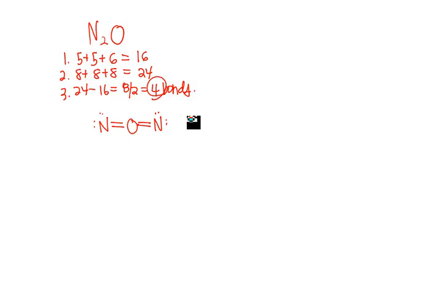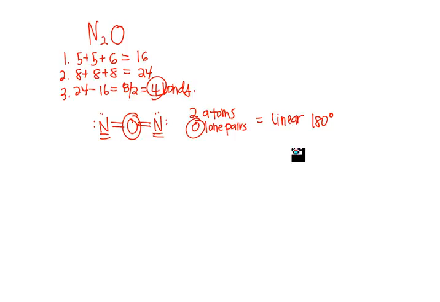And from here, let's figure out what our structure is. I have 2 atoms that are bonded to my oxygen, and I have 0 lone pairs, which makes this a linear structure, with a 180-degree bond angle. And again, because I have 0 lone pairs and the 2 things that my oxygen is bonded to are equal, this is going to be nonpolar, which would make this a London force. That's going to be the type of intermolecular force that acts between them.